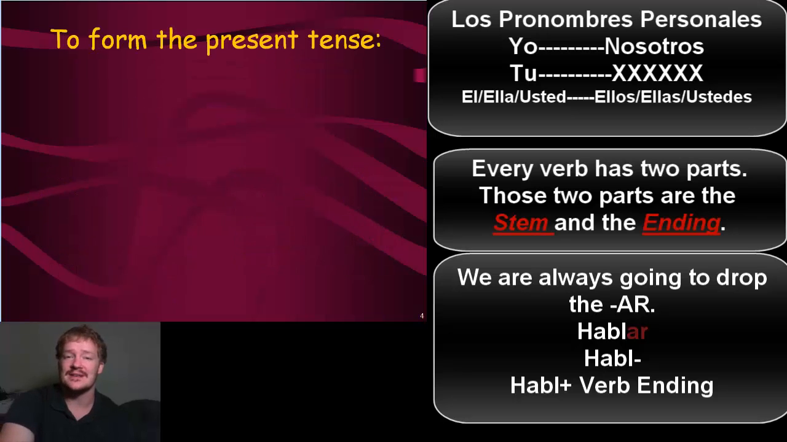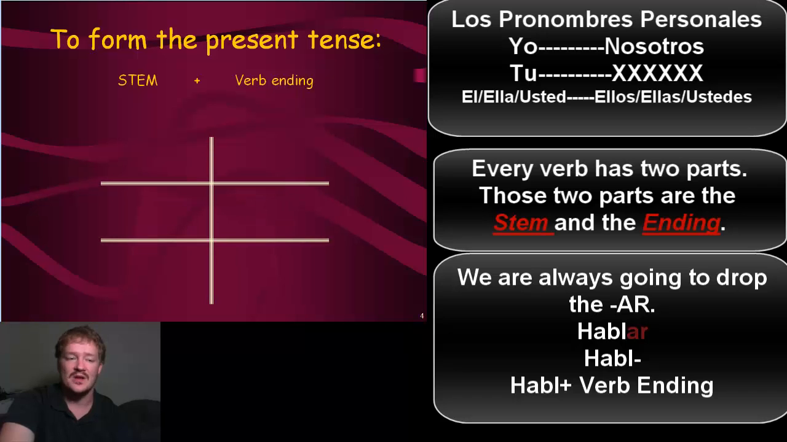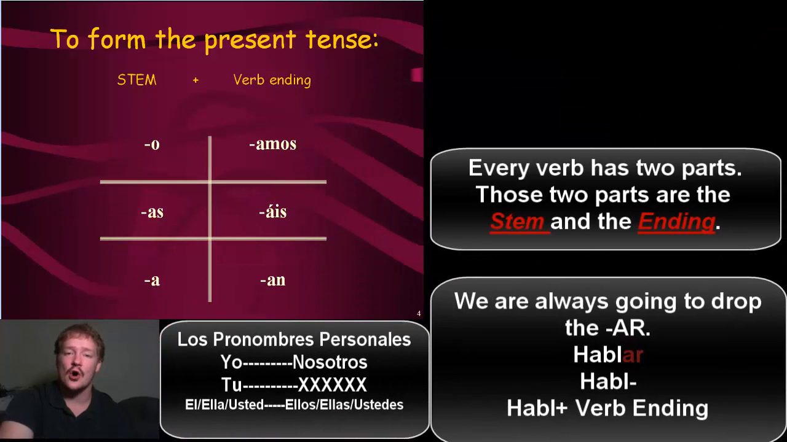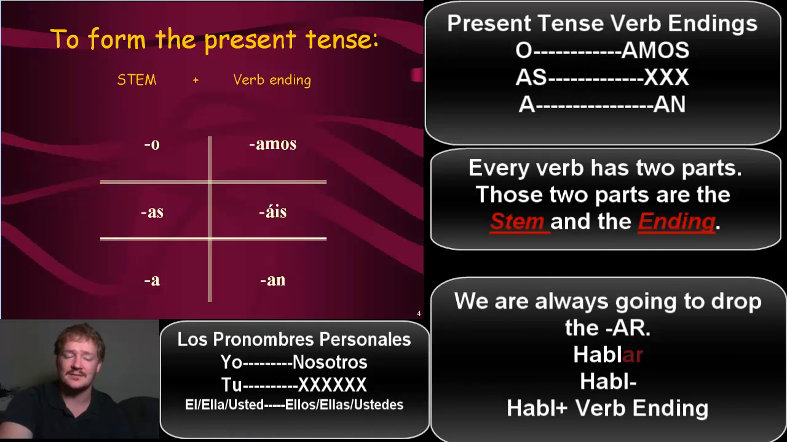So, to form the present tense, what we're going to have to add is the proper verb ending. So you guys see your little chart right here. These are all of our endings. We have an o, we have an as, we have an a, we have an amos, and an an.